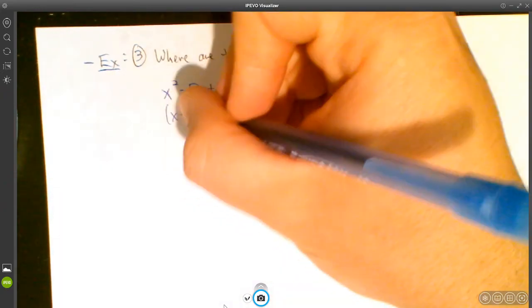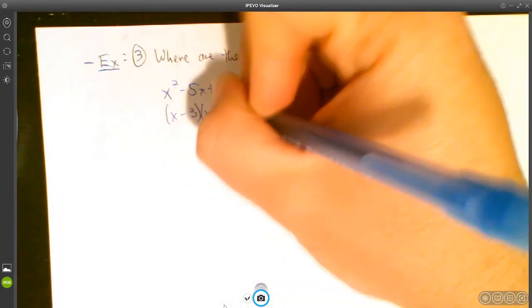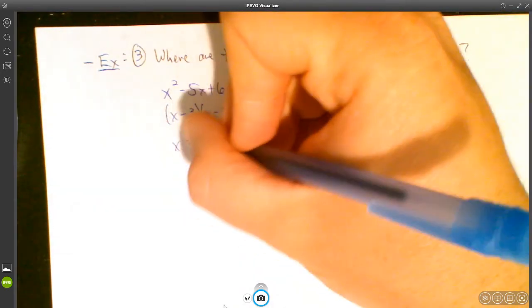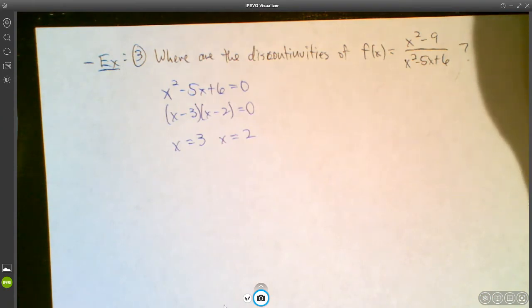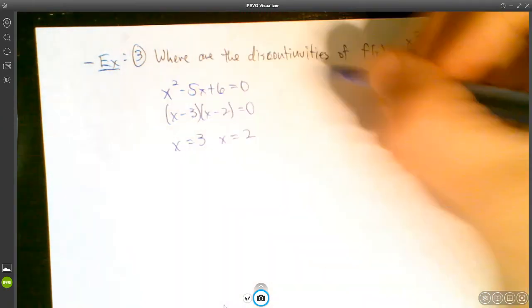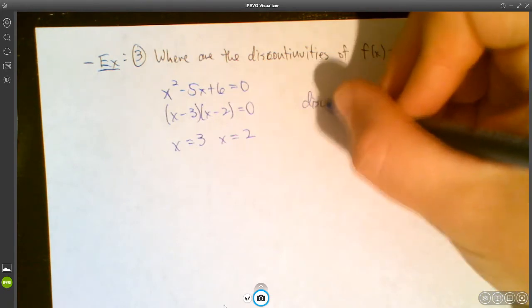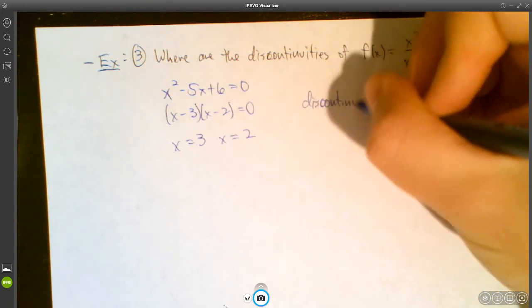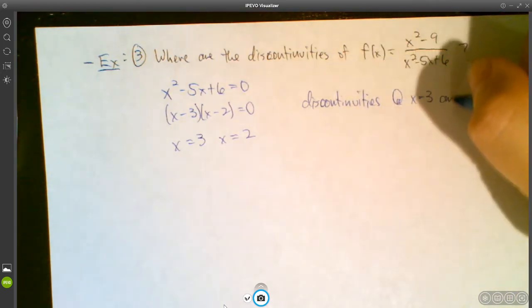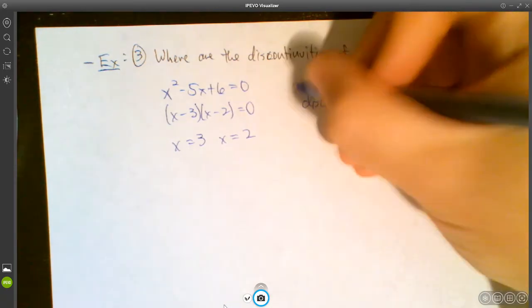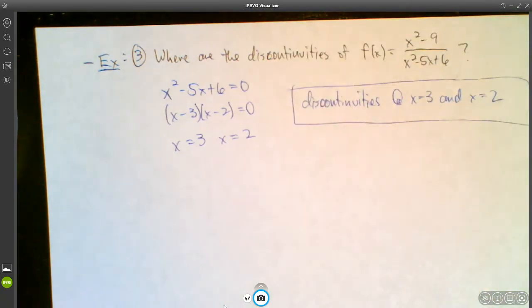Well, we can factor that. And then we can solve, right? So x equals 3, x equals 2. So you have discontinuities at x equals 3 and x equals 2. I guess I could have labeled them in order, right? x equals 2 and x equals 3. Whatever, it doesn't matter. Okay, so that's nice to know.